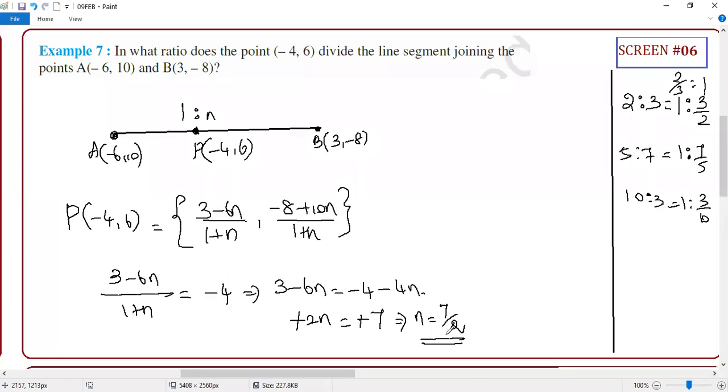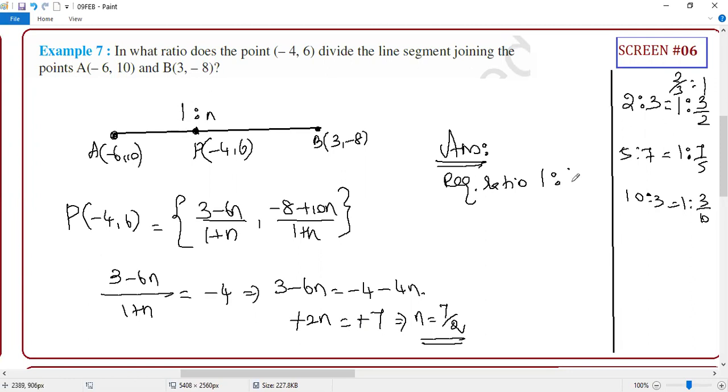But many students leave the answer like this. Guys, no. The question is not the value of n. The question is what is the ratio? Ratio will be 2:7, please leave it. So you have to say required ratio. Required ratio is what? 1:n.